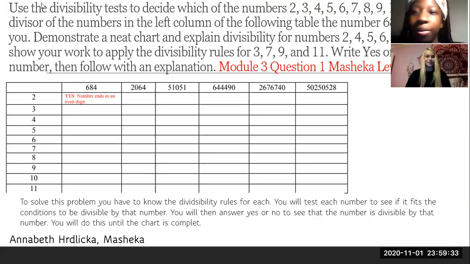Okay, so question 1. Use the divisibility test to decide which of the numbers 2, 3, 4, 5, 6, 7, 8, 9, 10, and 11 is a divisor of the numbers in the left column of the following table. The number 684 is done for you. Demonstrate a neat chart and explain divisibility for numbers 2, 4, 5, and 6. And then 10, show your work to apply the divisibility rules for 3, 7, 9, and 11. Write yes or no for each number, then explain.